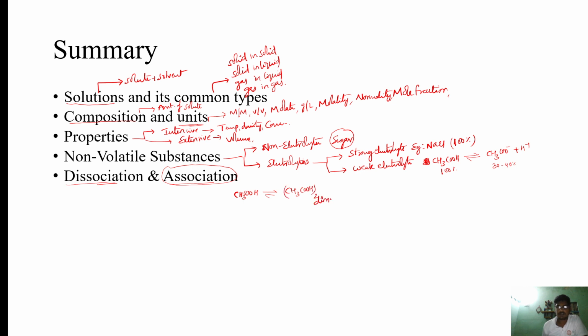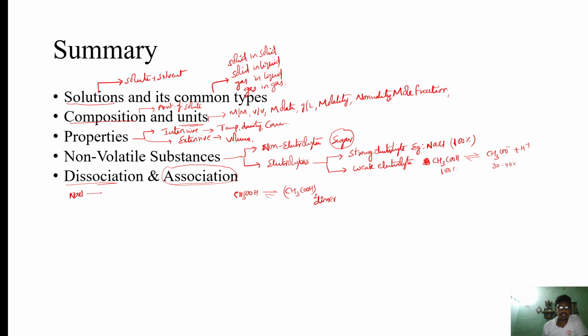Because of this, the number of solute molecules that we started with will be more compared to the number of solute molecules present in the solution, whereas in the case of dissociation, the number of solute molecules, for example, I'll take NaCl as the example.